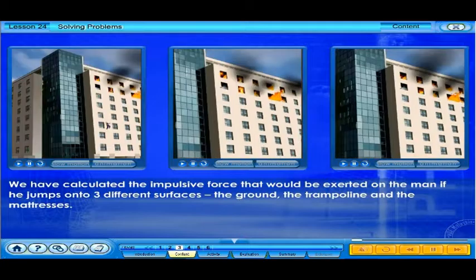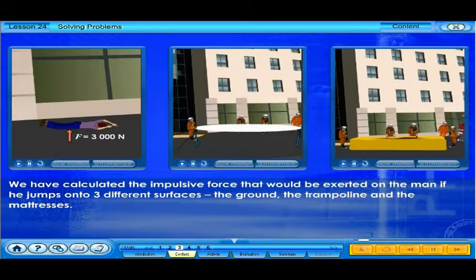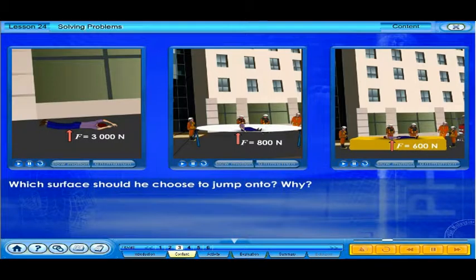We have calculated the impulsive force that would be exerted on the man if he jumps onto 3 different surfaces: the ground, the trampoline, and the mattresses. Which surface should he choose to jump onto? Why?